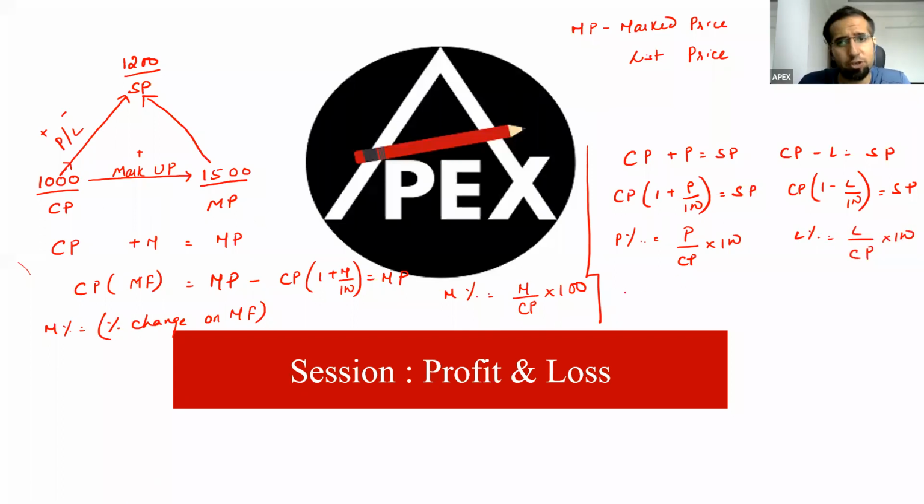Now if you use the percentage concept, CP into multiplying factor is equal to SP. Since you have the multiplying factor, apply percentage change to get profit or loss percentage. Is this point clear with all of us? Two sides of the triangle. That's it, guys. After we apply this, then it becomes pretty easy for us.